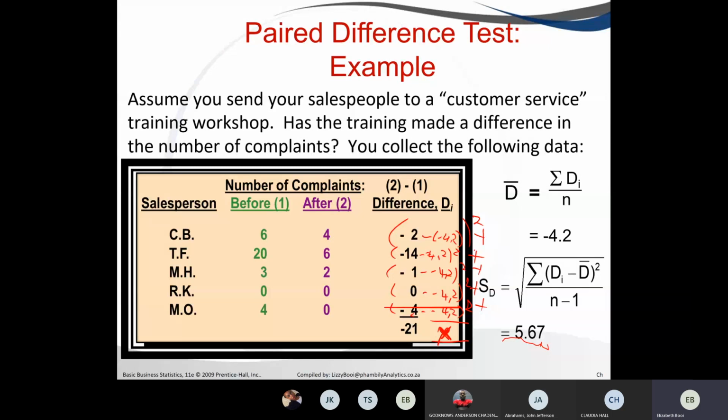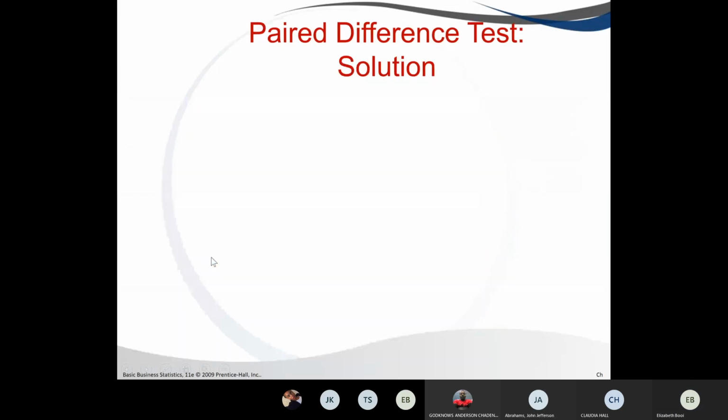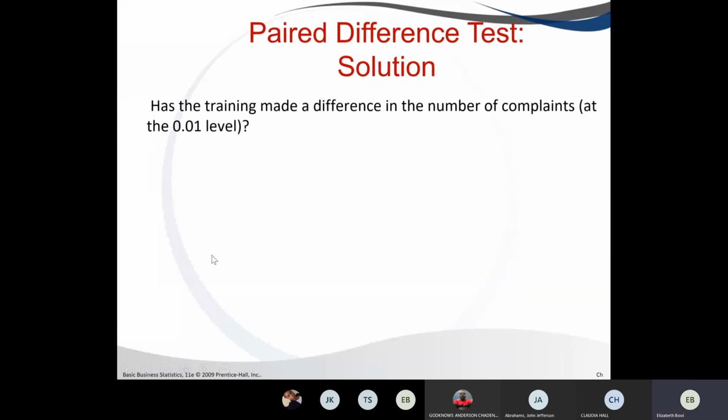So let's do the hypothesis testing. And to do the hypothesis testing, remember, if also in the question they tell you that you must calculate the hypothesis testing at an alpha of 0.01.